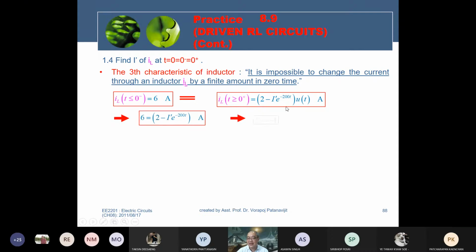The objective of this step is to determine this constant, and the I naught. The sign of them may be plus or minus, don't worry about that. When you substitute them in this equation, you get the correct sign, and when you replace them back, it will provide you the suitable sign. The final answer: the inductor current for time greater than 0 equals 2 plus 4 e to the power minus 200t.